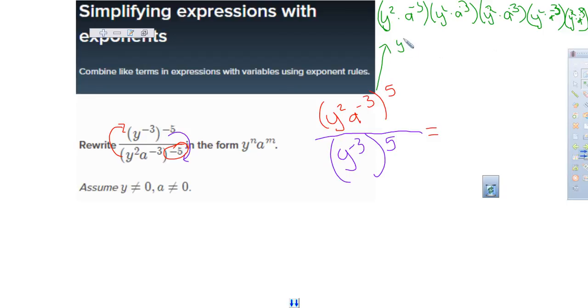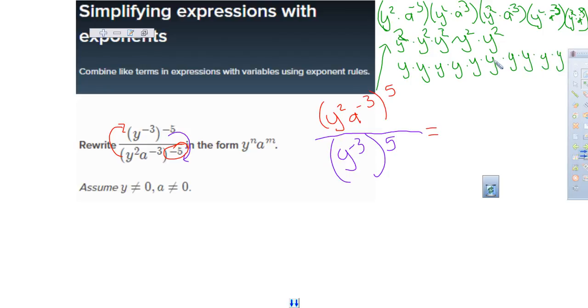So what would that look like? Y squared, and I would repeat that, y squared, and times y squared times y squared. Well, that's y times y, and then I'm going to repeat that 5 times. Y times y times, there's 1 set, 2 sets, 3 sets, 4 sets. Y times y. Hey, I've got repeated multiplication. 1, 2, 3, 4, 5, 6, 7, 8, 9, 10.